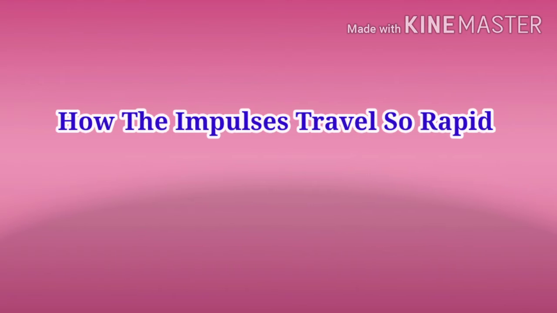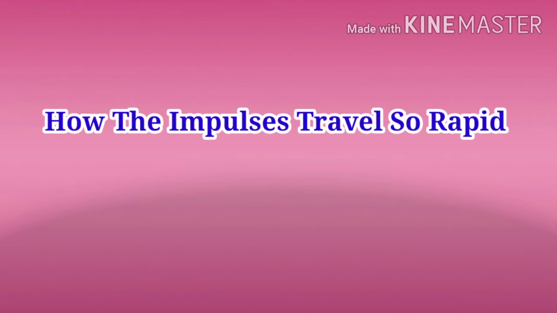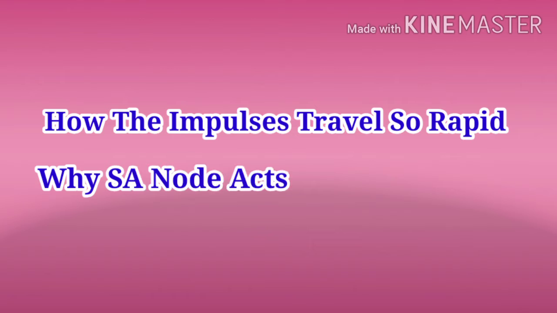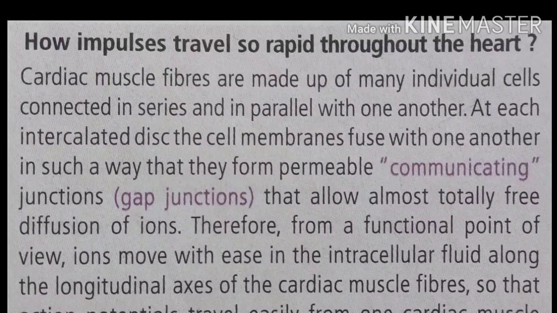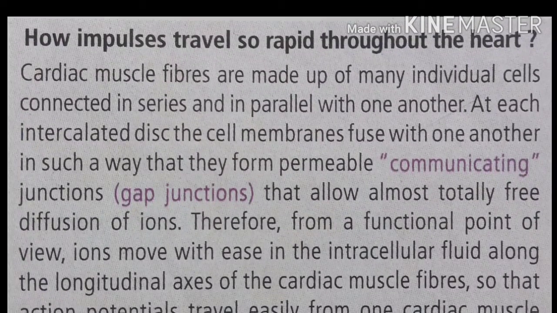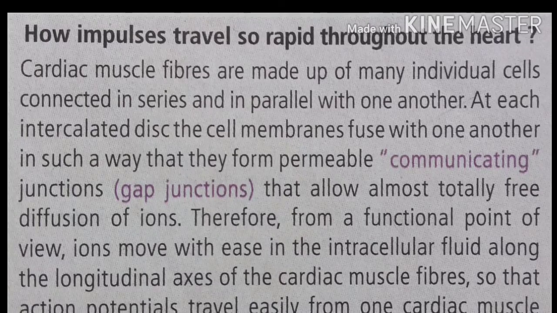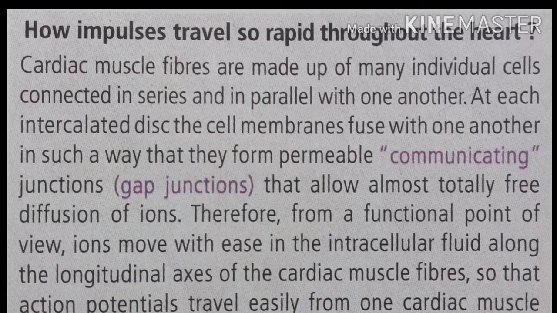In this video session, I also discuss two special topics regarding the heart. First, how the cardiac impulse travels so rapidly through the heart. The second is why the SA node works as a pacemaker. At first, how the impulse travels so rapidly throughout the heart.